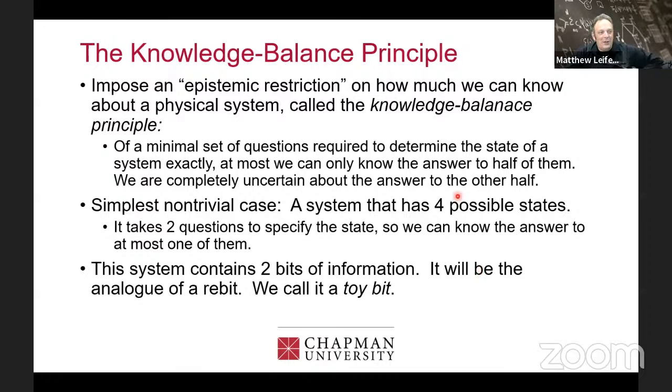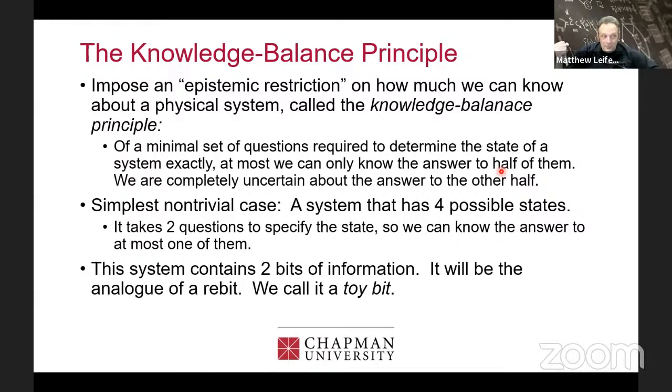So in the original toy theory paper, this was done by imposing what is called the knowledge balance principle. Okay, so that works like this. You have some system which can have n states, say. Look at a minimal set of questions required to determine the state of the system exactly. And that restriction is that at most you can know the answer to half of them. Okay, and you're completely uncertain about the answer to the other half.